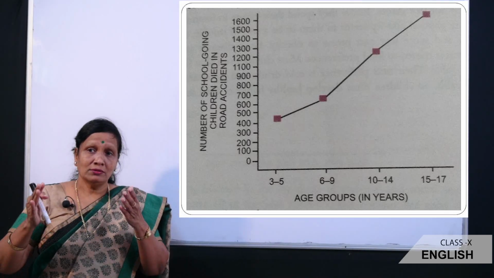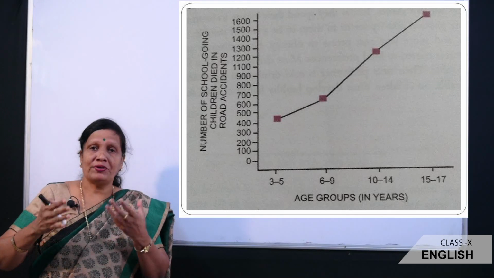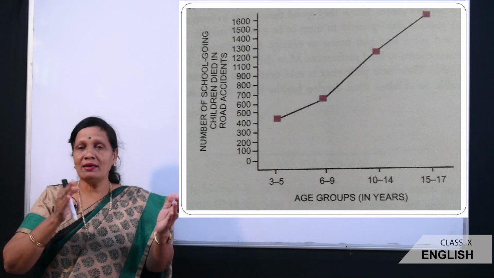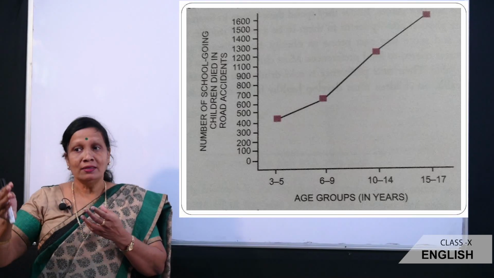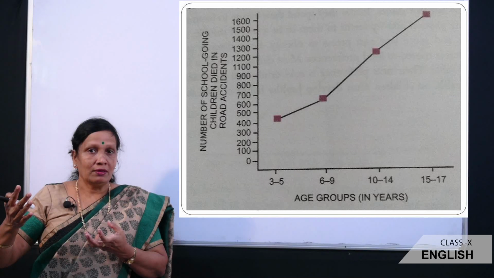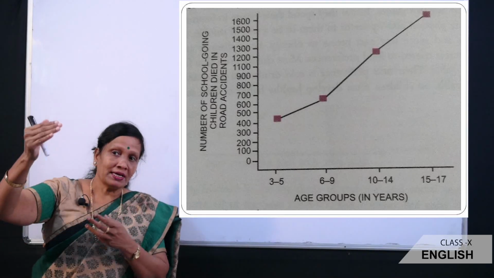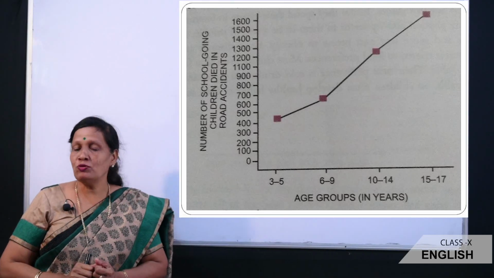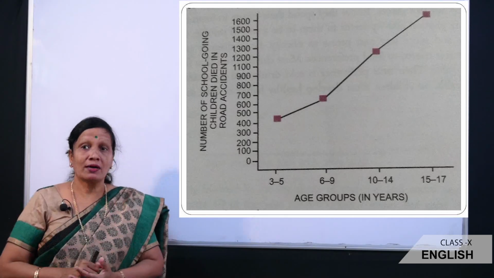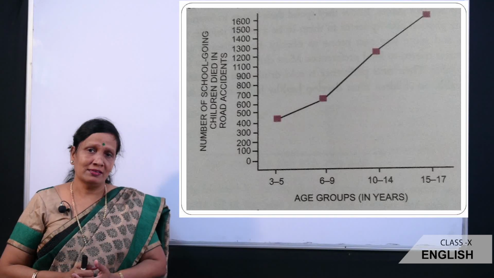Okay, what were the number of deaths occurred in different age groups, and you can compare them. Like the age group 15 to 16 or 10 to 14, the number of deaths are more than that of the age group 3 to 5 or 6 to 9. So this is how you need to compare and try to analyze.